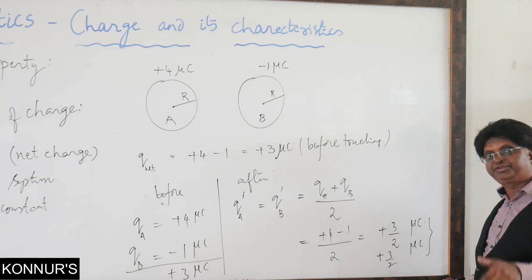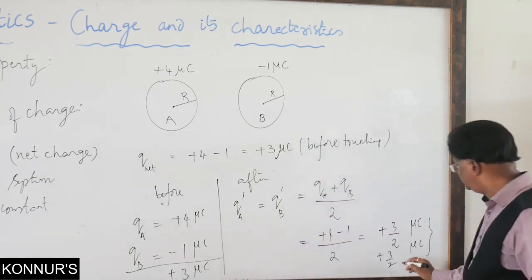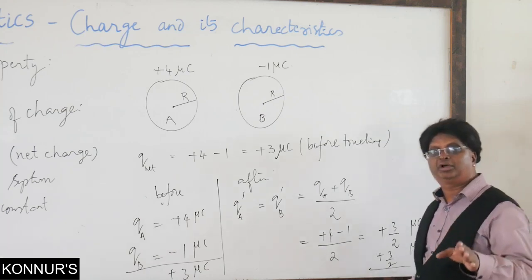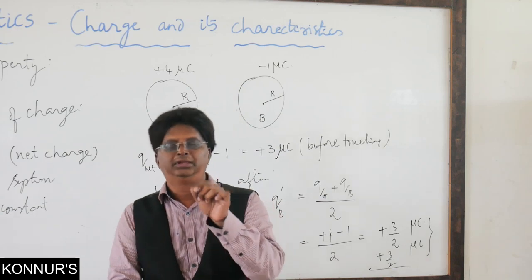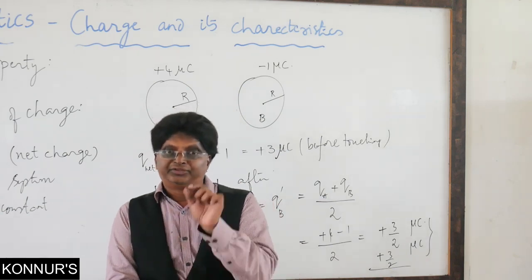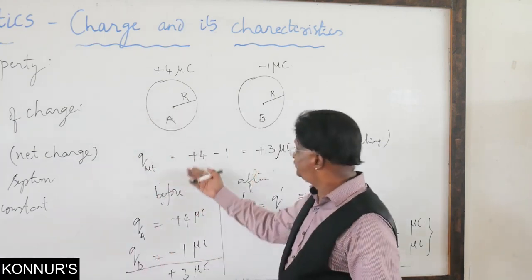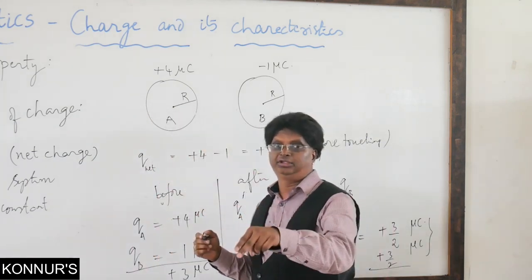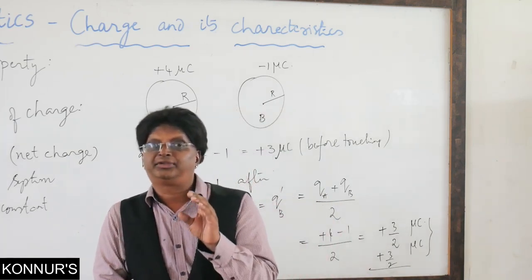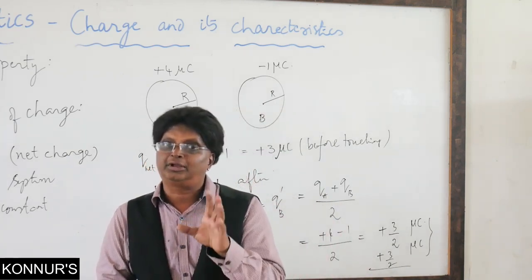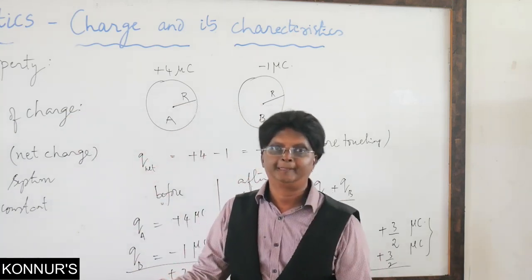But what is not changed is this number, plus 3 microcoulomb. Here also, what is the total charge after touching? It is plus 3 microcoulomb only. That is, the net charge is remaining the same. Individual charges may be changing in the interaction between them, but the total charge remains the same, is the principle or the consequence of conservation of charge.